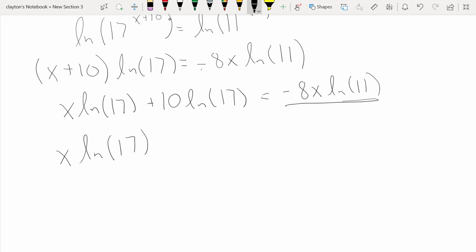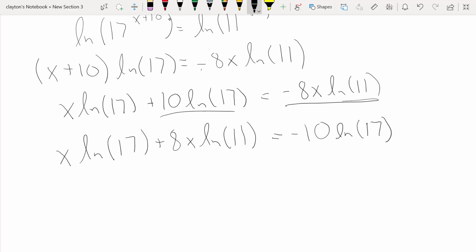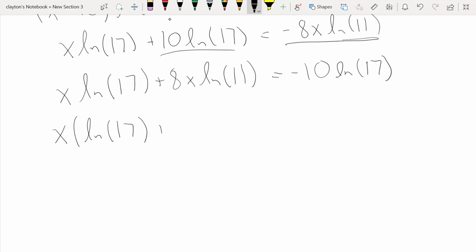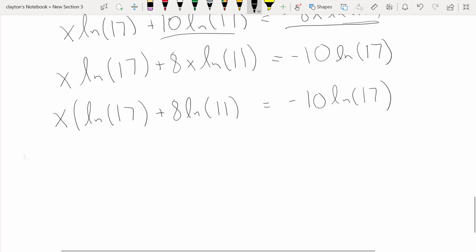I'm going to move this one to the other side, so I have to add 8x natural log of 11. And I need to move this one to the other side, so it becomes a negative 10 natural log of 17. And now that I have my x's on one side, I can factor the x out. And then finally, I can divide and have x by itself.